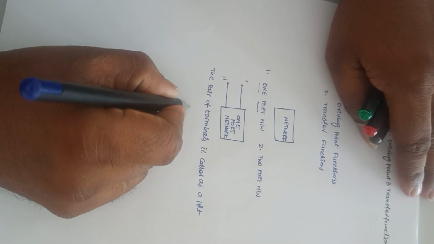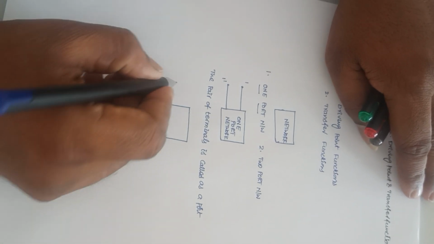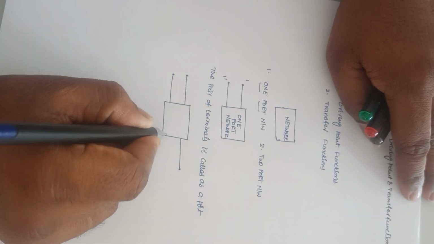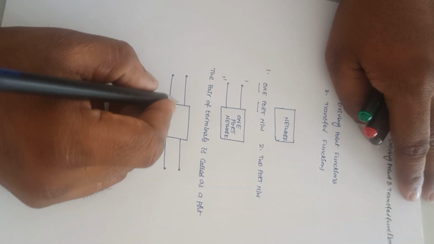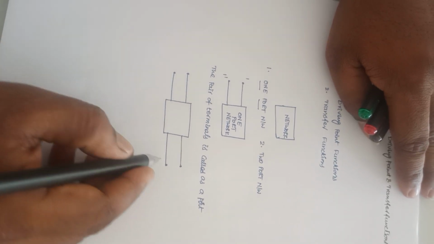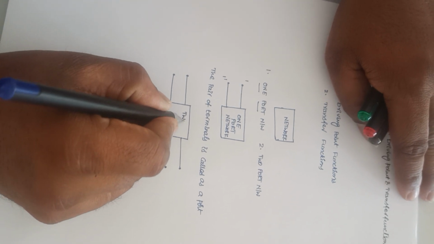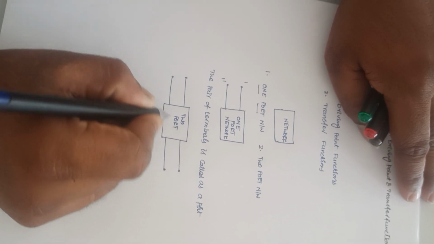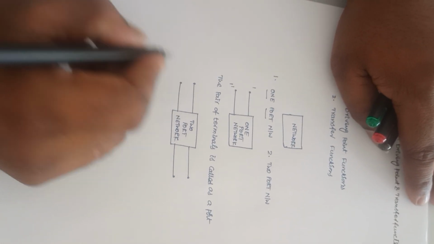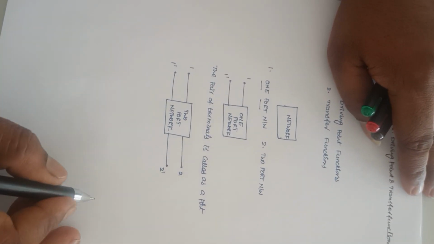Suppose some of the networks will be there. If the network consists of four terminals or two pairs of terminals, it is one pair of terminals and it is another pair of terminals. So here, this is one port, two terminals together called as a port. It is one port, it is another port. So it is called as two port network. And these terminals are named as one, one dash, two, two dash.